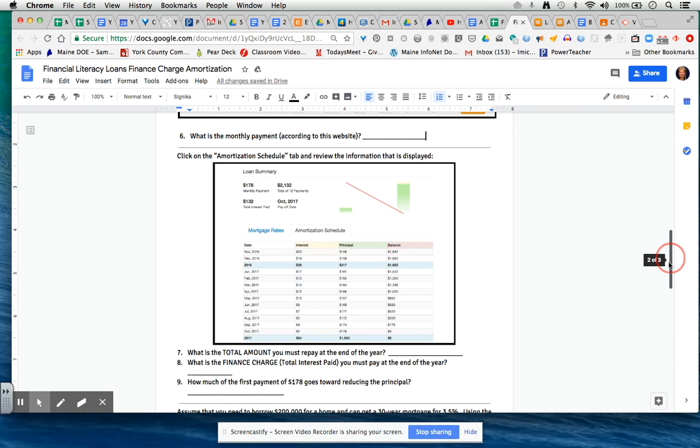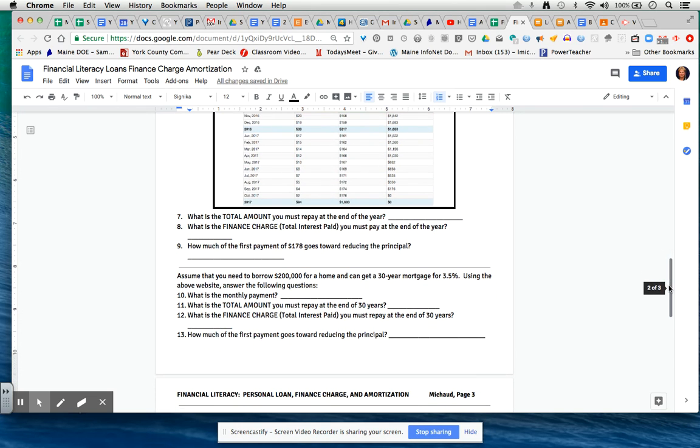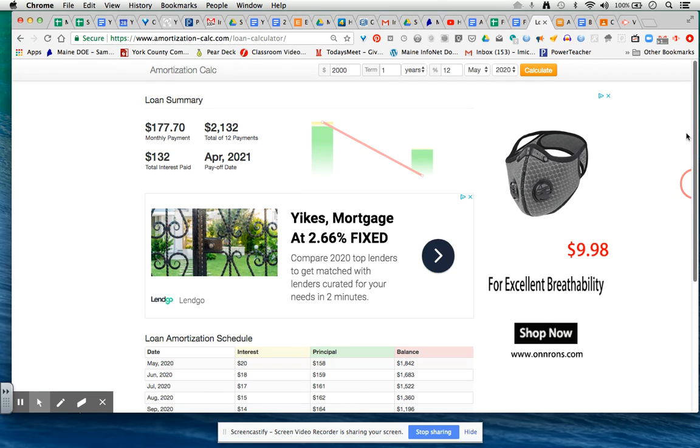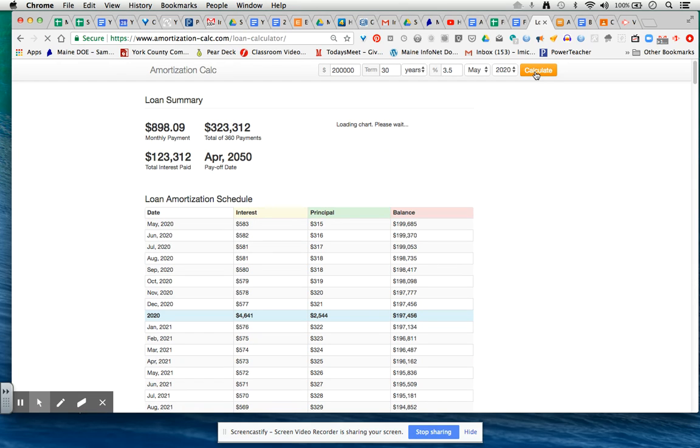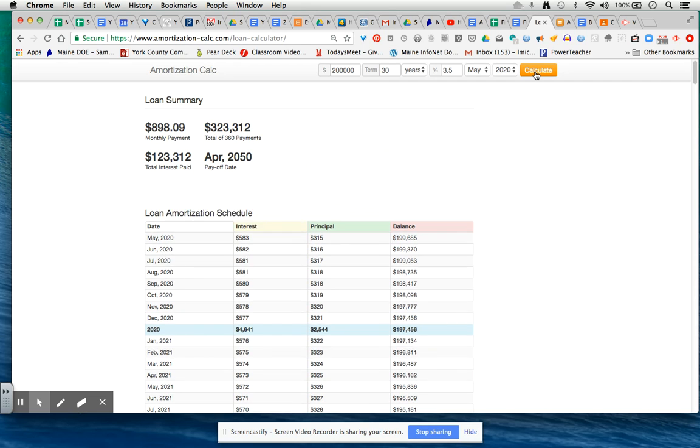All right. For the second part, you're going to enter in your own information, changing these variables. So it's a $200,000 home loan for 30 years at 3.5%. So we're going to come up here, type in 200,000, 30 years, 3.5%, then click on calculate. And there we have a new amortization schedule.